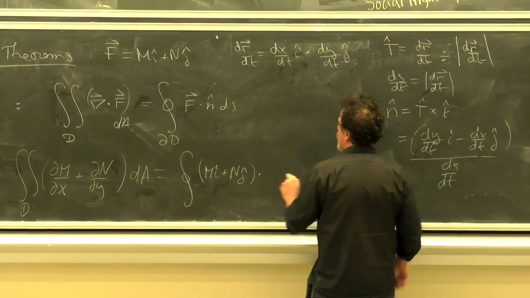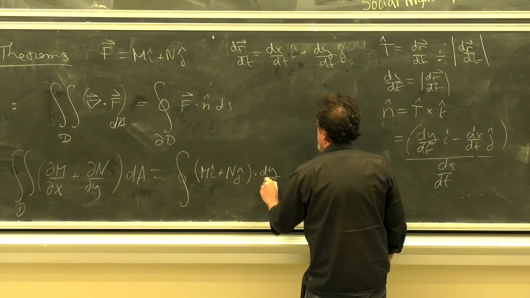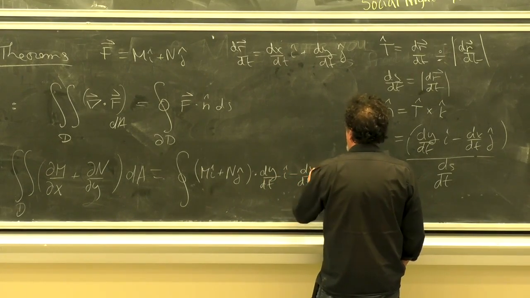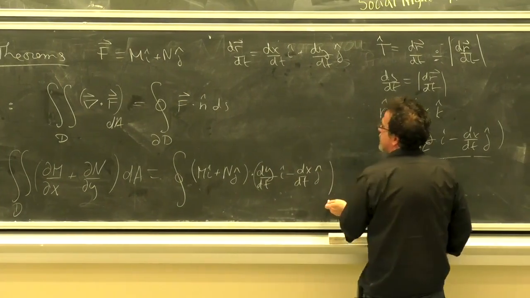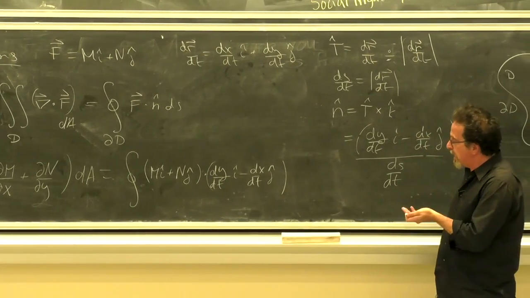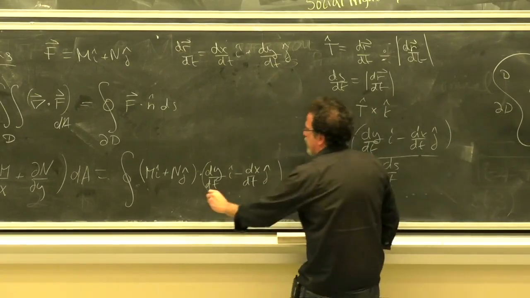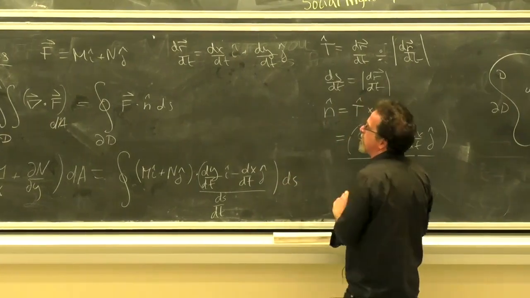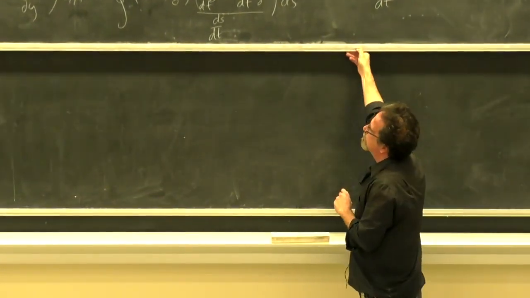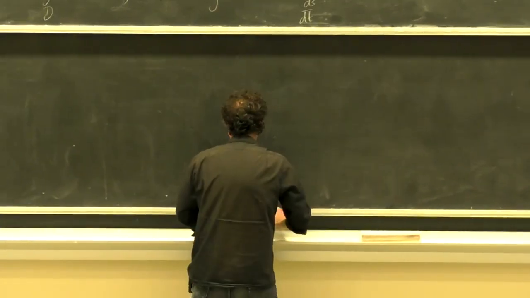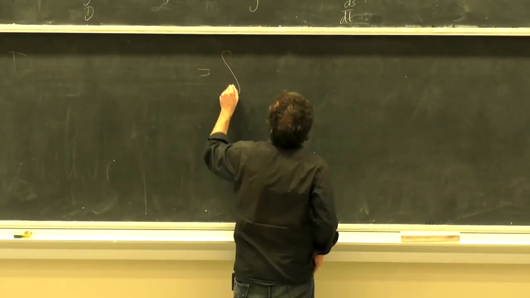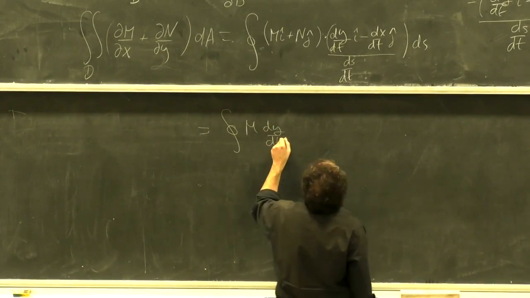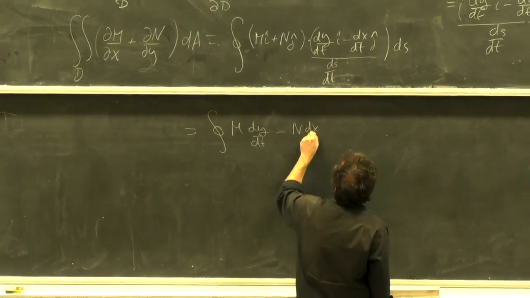this vector over here, which is dy/dt i hat minus dx/dt j hat. That's the numerator. Divided by ds/dt multiplied by ds. So you can see, I'll just divide it by ds/dt multiplied by ds. We'll take that extra step. And then the right-hand side becomes the integral of M dy/dt minus N dx/dt.